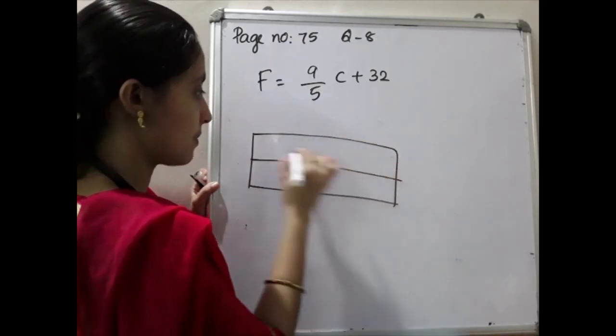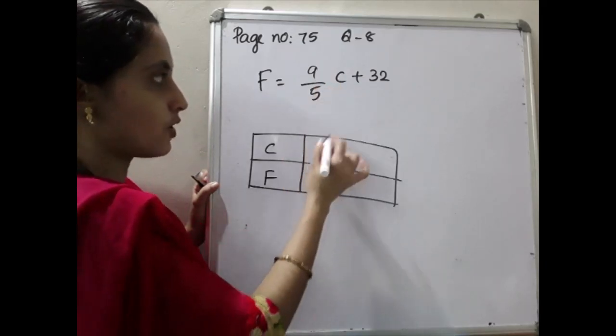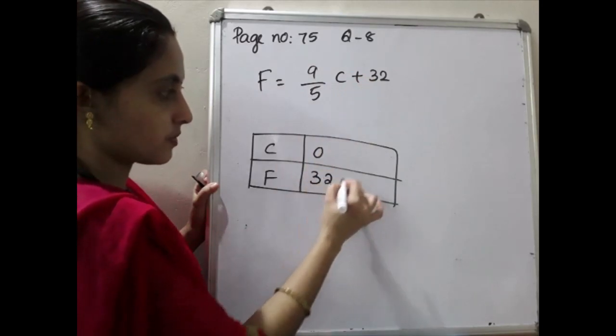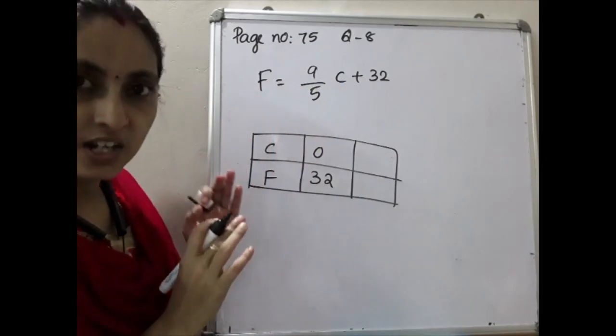Okay. So, C represents the x-axis and F represents the y-axis. If C is equal to 0, what happens? The quantity will be 0. So F will be equal to what? 32. Then, if F is equal to 0, you get a negative value and you can't find it.